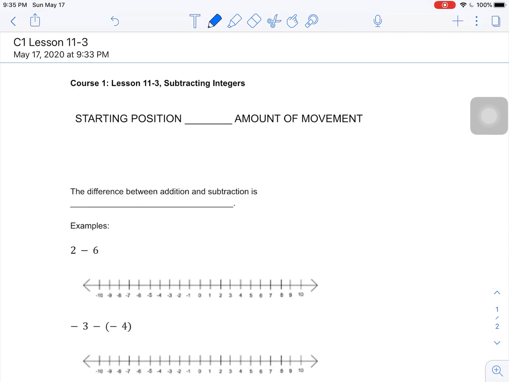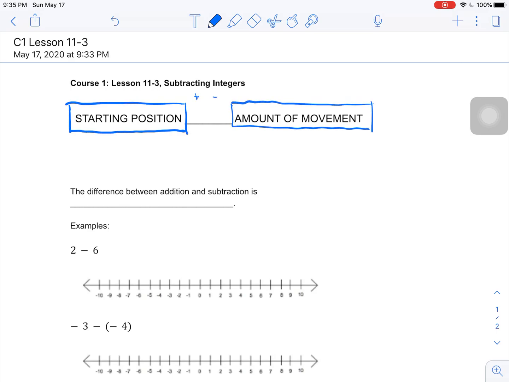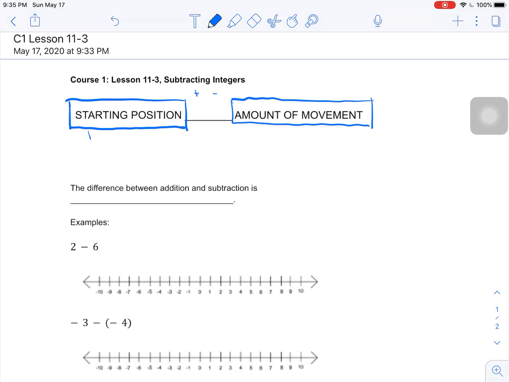So what we're actually going to put right at the top of your notes is kind of an outline of how our number line model works with adding and subtracting. So if you have a problem, you're going to have a number and then either plus or minus another number. So this is kind of the outline for an adding or subtracting problem.